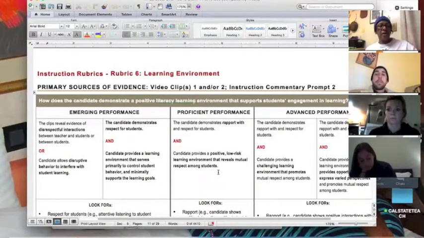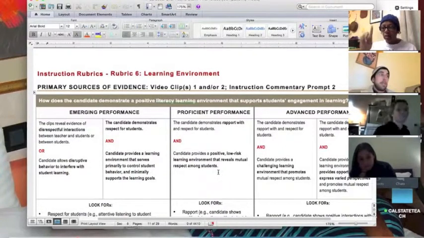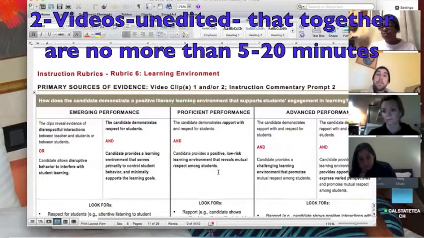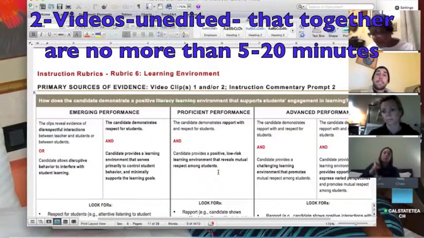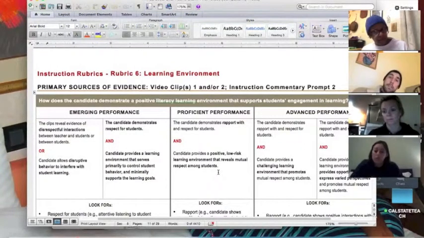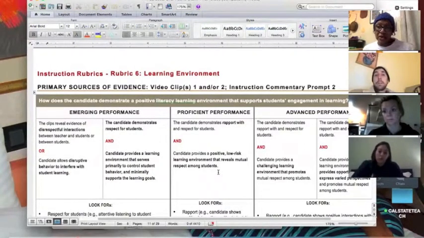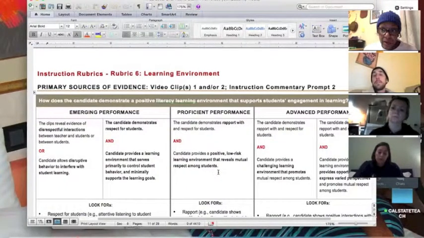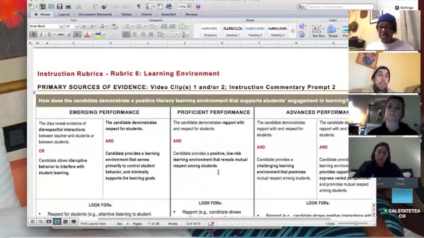4 minutes could be demonstrating the instruction, and 1 minute could be demonstrating the assessment. That's fine. But I don't recommend that at all. But what I'm trying to tell you is it can be less than 20 minutes. You can trim off the front and the back of stuff. But it's best if it's unedited.